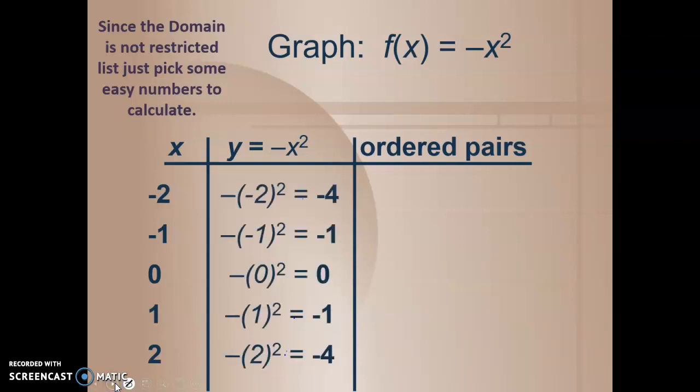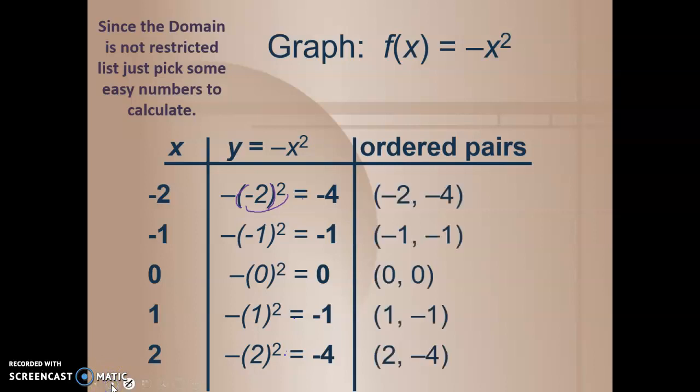When we plug in each of these numbers, we're going to use parentheses to protect our negative sign here. So always use parentheses when you substitute. So we're going to substitute in, and we're going to do the math here. And -2 squared is 4. We've got to do our exponent first. And then we've got this negative on the outside, so that becomes a -4. Don't forget your order of operations here. So our ordered pairs end up being (-2, -4), (-1, -1), (0, 0), (1, -1), and (2, -4).